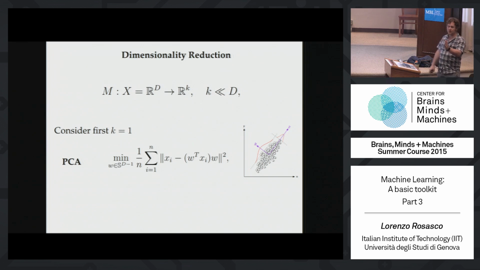I fix a w, and I want to know how well I can describe x. I project x in that direction, and then I take the distance between x and that projection. Okay? And then what I do is I sum over all points, and then I check among all possible directions the one that gives me the best error. So suppose that this is your data set. Which direction do you think is going to give me the best error?